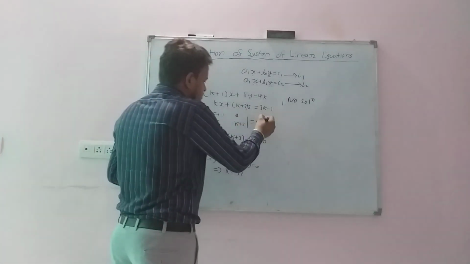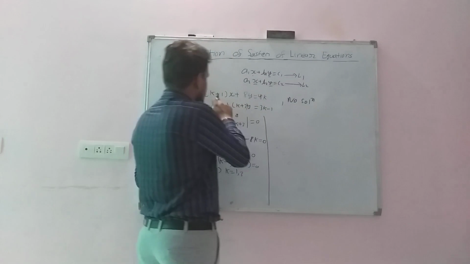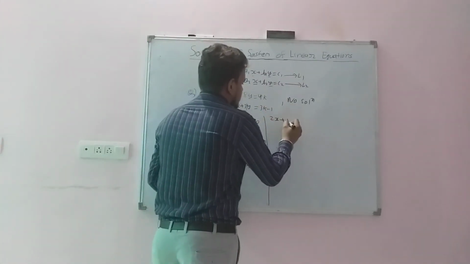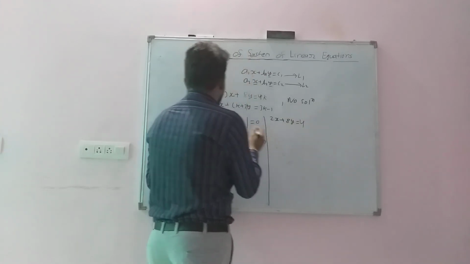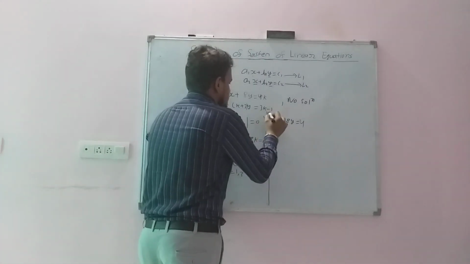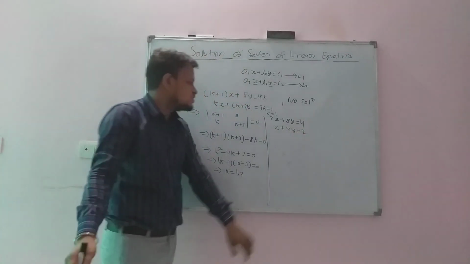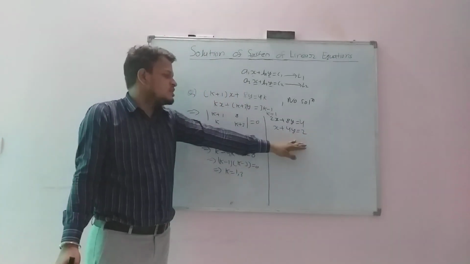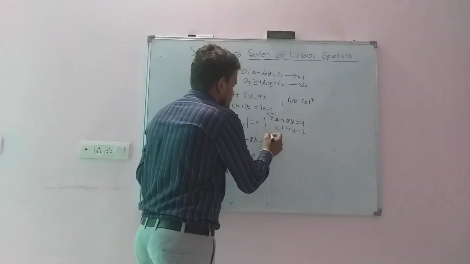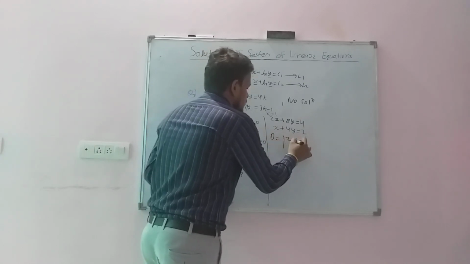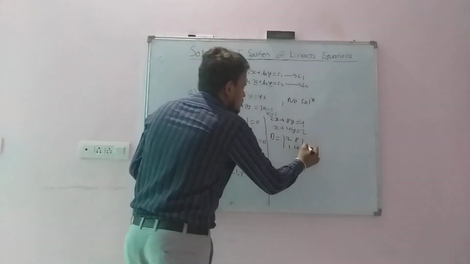Let us put the value k equal to 1 in these equations. Then we get 1 plus 1, that is 2x plus 8y equals 4, and the second, putting k equal to 1, gives x plus 4y equals 2. Now we want to find out whether this system of linear equations has no solution or not. So first we calculate d equals 2, 8, 1, 4. Multiply 2 into 4, that is 8. 8 minus 8 equals 0.